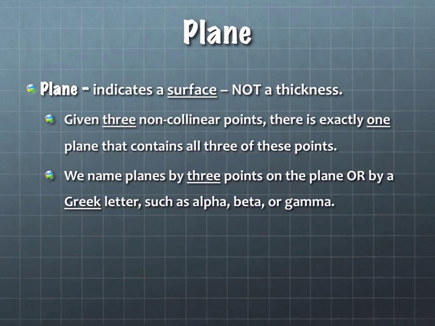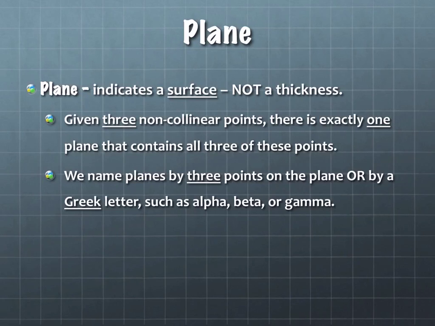The other thing that none of those objects do is they don't extend in all directions forever, right? The ceiling stops, this paper stops, but a plane will extend in all directions forever. Given three non-collinear points, there is exactly one plane that contains all three of these points. So anytime you have 2 points, you get a line automatically. Anytime you get 3 points, you automatically have a plane.